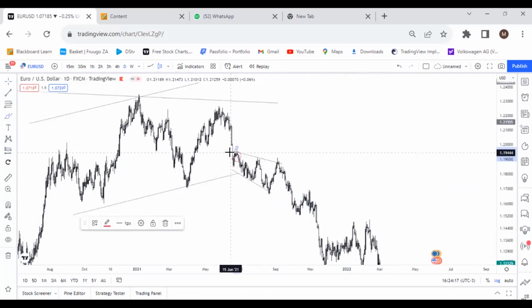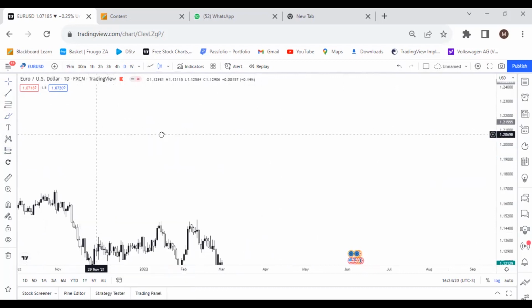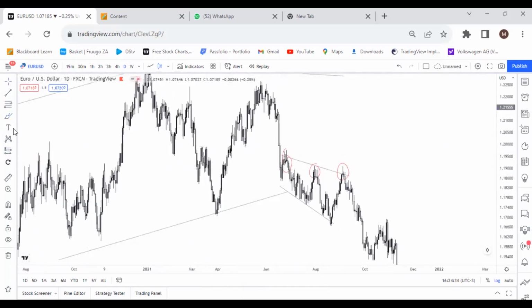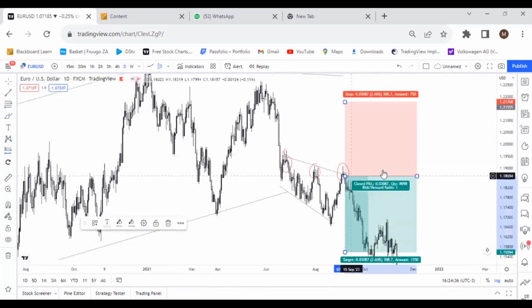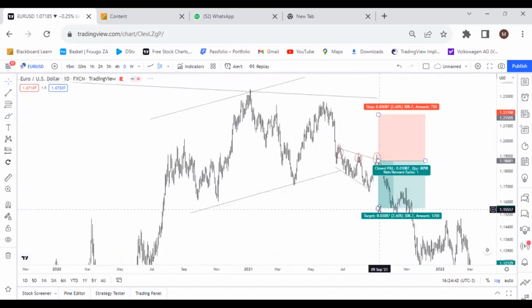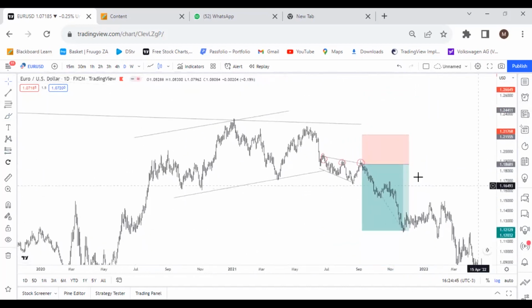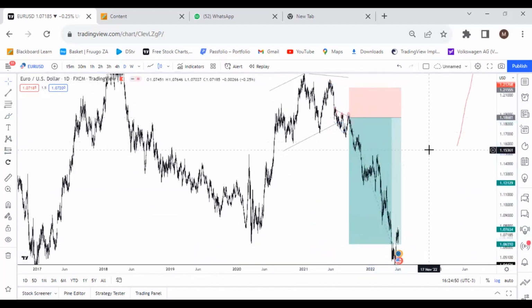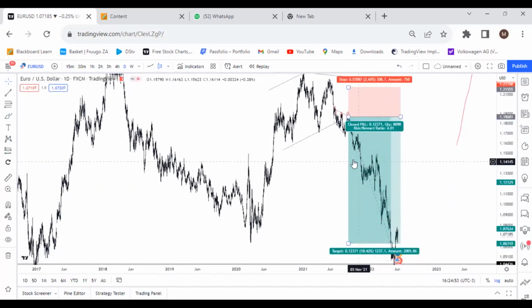So here is the first one. Let me just zoom in. Here we have the first one and the second one, followed by the third touch. So you can see the third touch had so much influence on the price just selling off. So you can see from that point, the price literally just sold off. Like 10%, that's like days worth of movement.